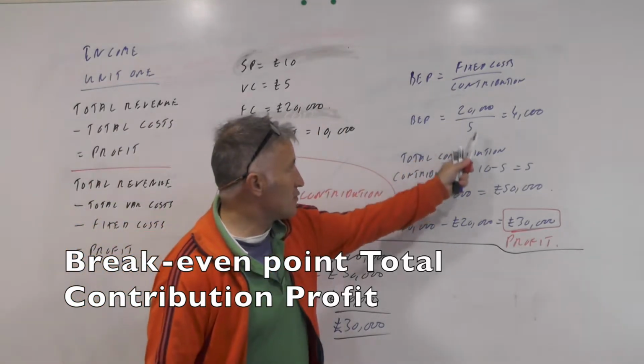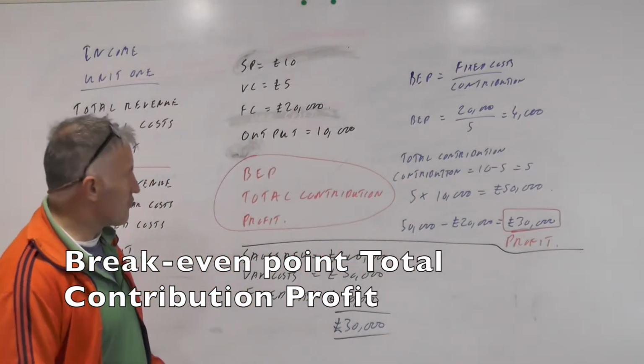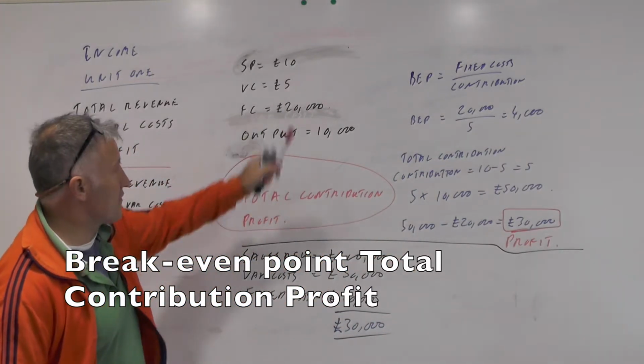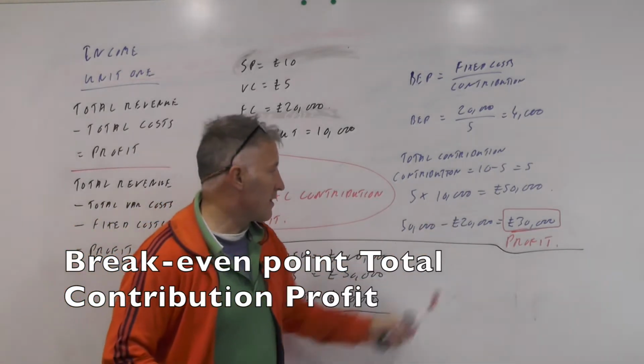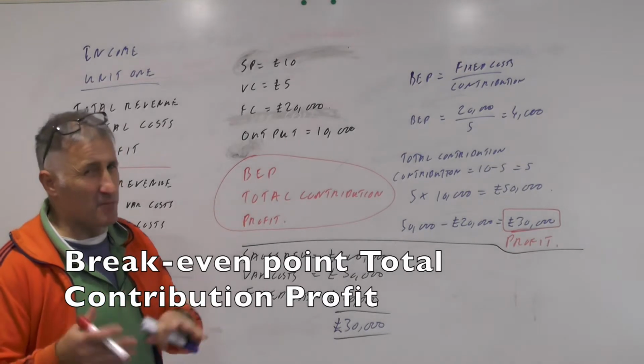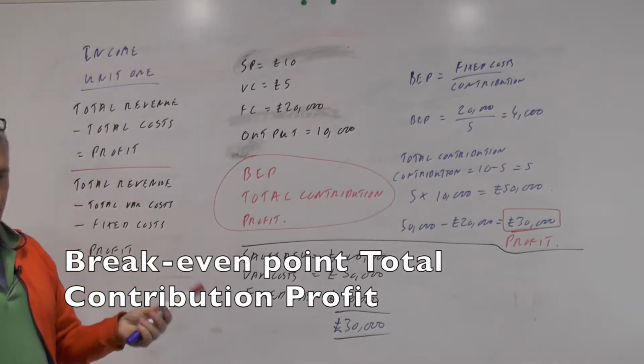10 minus 5 is 5. 20,000 divided by 5 is equal to £4,000. To get the total contribution, I'll go 10,000 times 5 quid. 10,000 times 5 quid is 50,000 quid. Okay, so sometimes they ask that on unit 1, can you work out the total contribution, please?